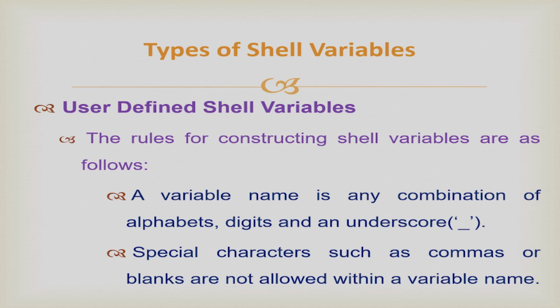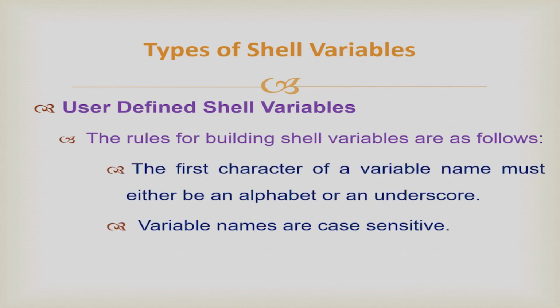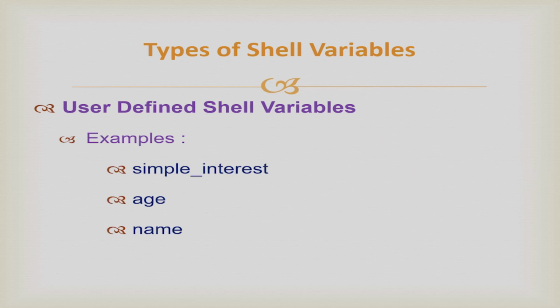User-defined shell variables are the shell variables which are created by the user. Like any other programming language, we have the rules for constructing shell variables in shell programming also. A variable name is any combination of alphabets, digits and an underscore. Special characters such as commas, blanks are not allowed within a variable name. The first character of a variable must be either an alphabet or an underscore. Variable names are case sensitive. Few examples of user-defined shell variables are shown on the screen.